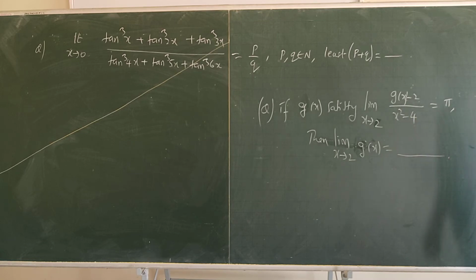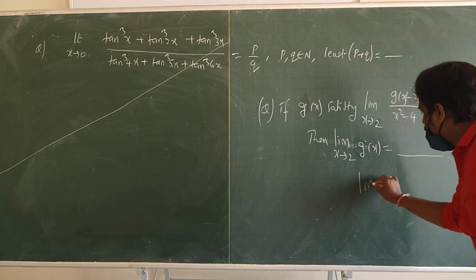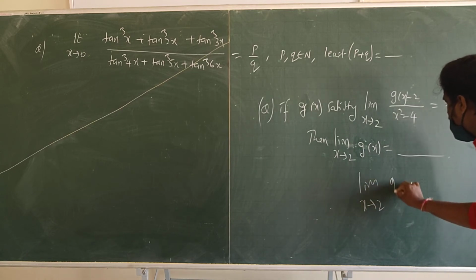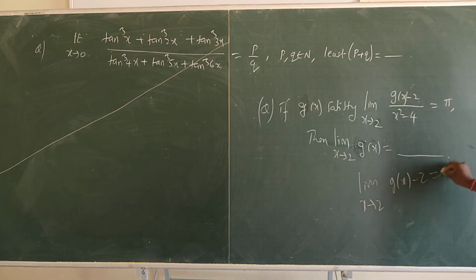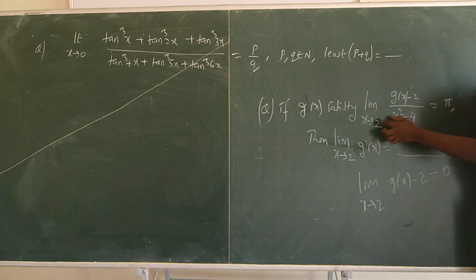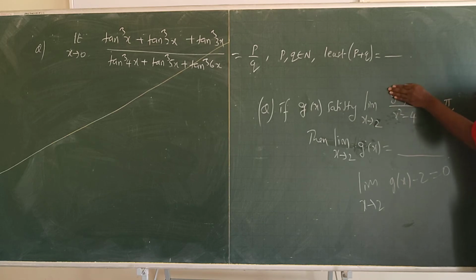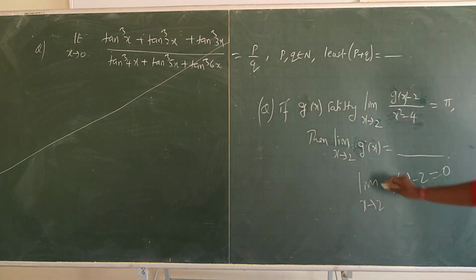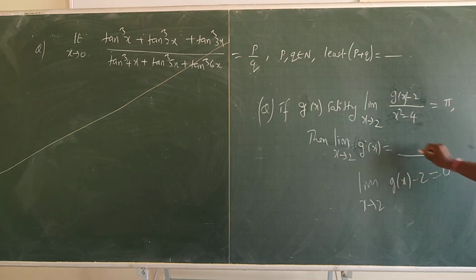This is gone out. How? If I substitute 2 here, 2 square minus 4, that is 0. If I am getting 0 in the denominator, on the numerator also what should I get? 0. So it means what here? I have to get limit x tends to 2, g of x minus 2 is equal to 0. Because if I substitute 2 here, 2 square minus 4, you are getting 0. It should be an indeterminate form, 0 by 0. It means limit x tends to 2, g of x minus 2 must be 0. So limit x tends to 2, g of x is directly 2. Done, over.